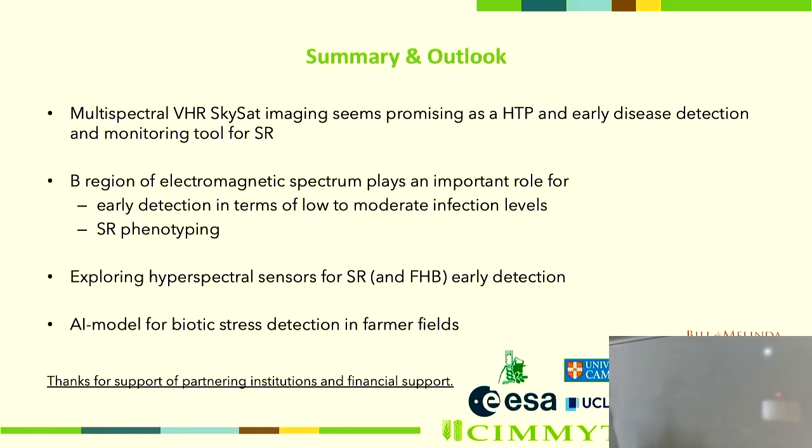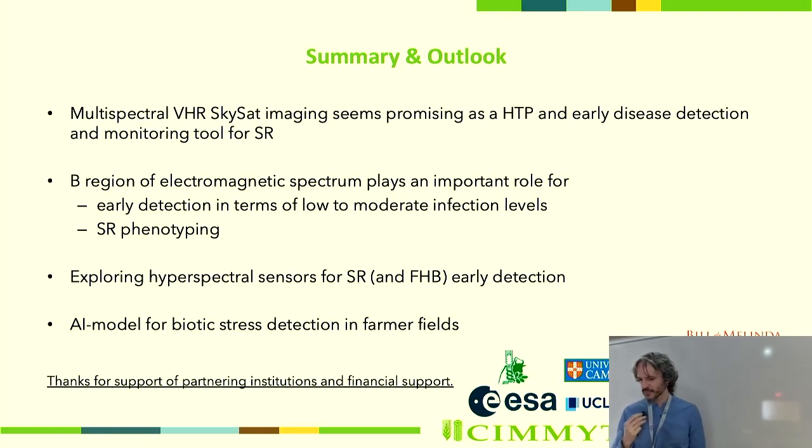So, summary. Multispectral, very high resolution SkySat data seems very promising as an HTP, a high throughput phenotyping tool, or early disease detection tool and monitoring for stem rust. So the blue region of the electromagnetic spectrum plays an important role for early detection in terms of low to moderate infection levels, but also for stem rust phenotyping.